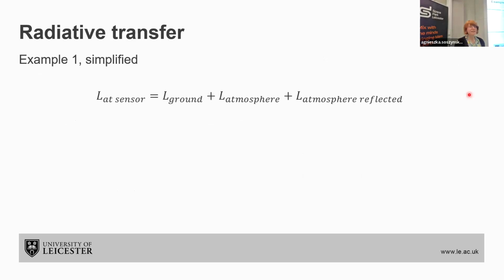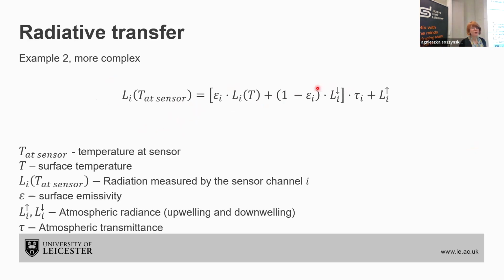So we've seen that in John's lecture. This is a little bit of a simplified version of that. We have radiation at the sensor, which consists of three components: radiation of the ground, radiation of the atmosphere, and radiation of the atmosphere which is reflected from the ground and goes back up. So we can simplify that. We can treat that as simple, but obviously the uncertainty will be higher. We can go a little bit more complex.